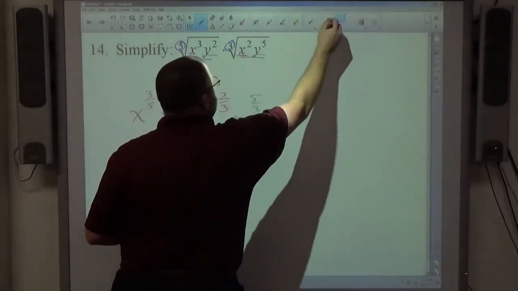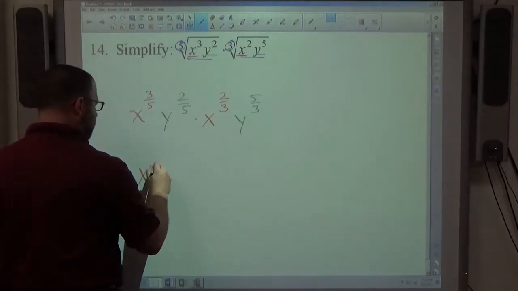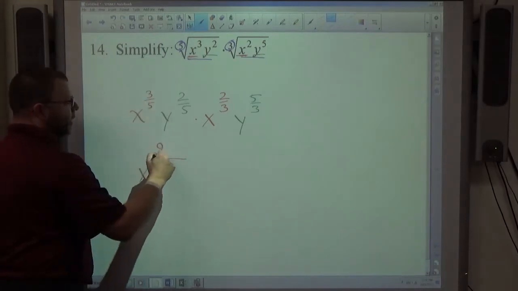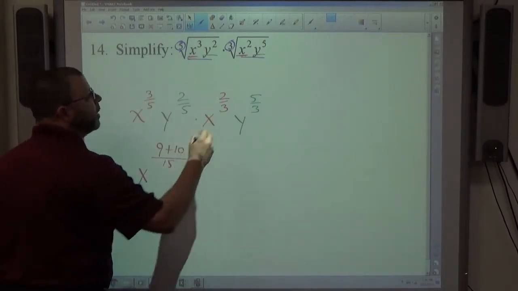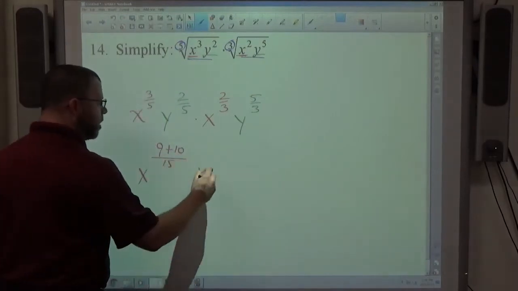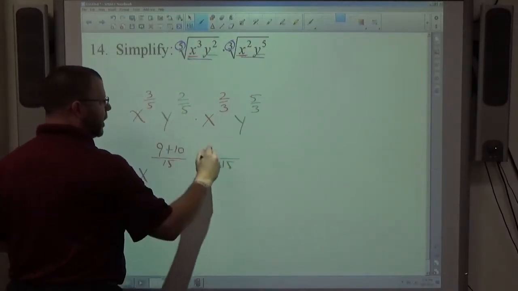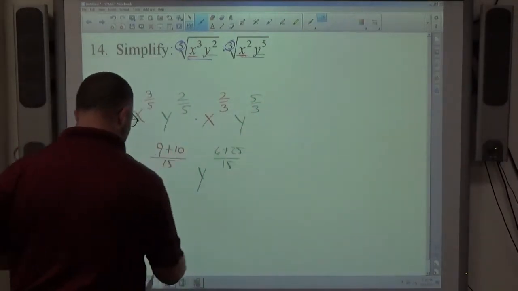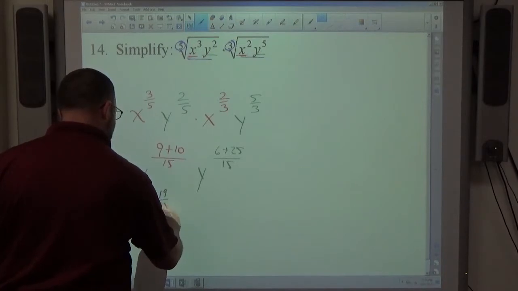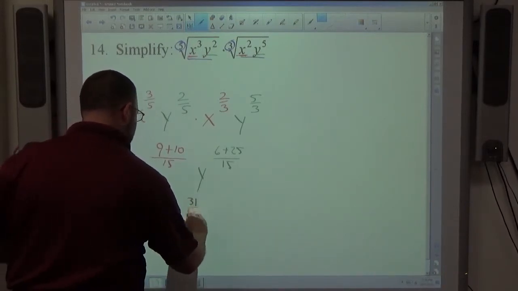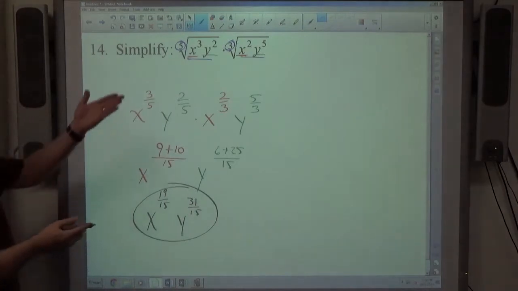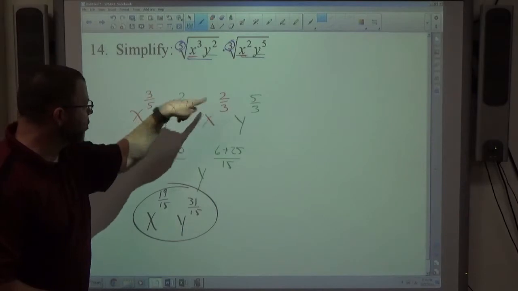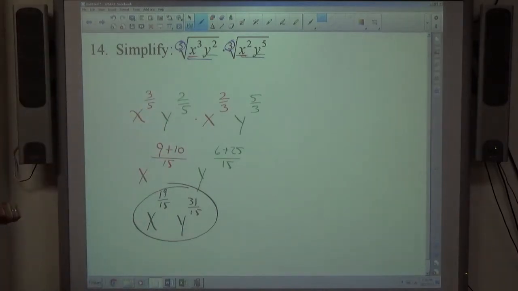And then, for each common letter, we're going to get a common denominator. So, for these two, the common denominator is 15. For y, common denominator 15. And we end up with a final answer of x to the 19 fifteenths, y to the 31 fifteenths. Okay, on the test you should expect the exact same structure. Of course the numbers will change. Get them all to fractional power structure, get your common denominator, add them together correctly.